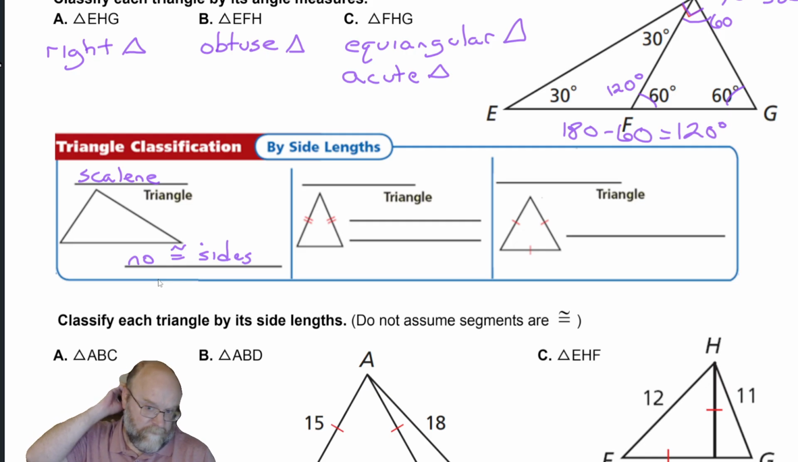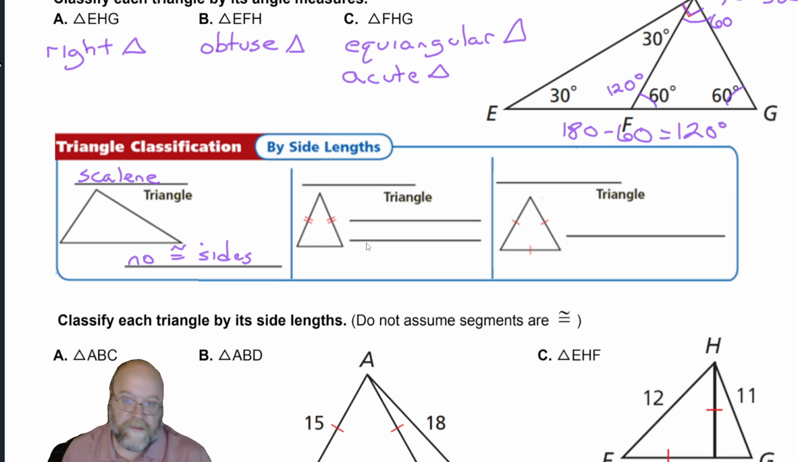Okay. This one has two congruent sides, often called legs, and one base. It's called an isosceles. An isosceles triangle has two congruent sides. The two congruent sides are called legs.